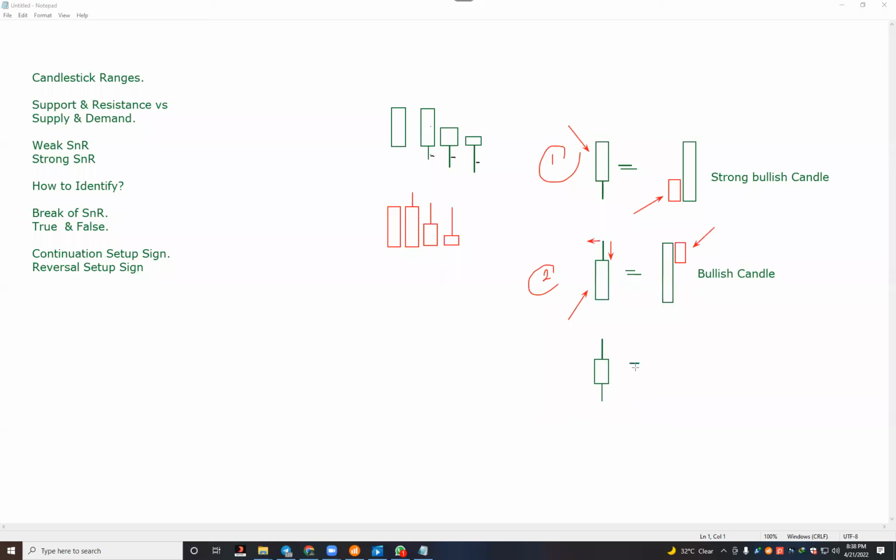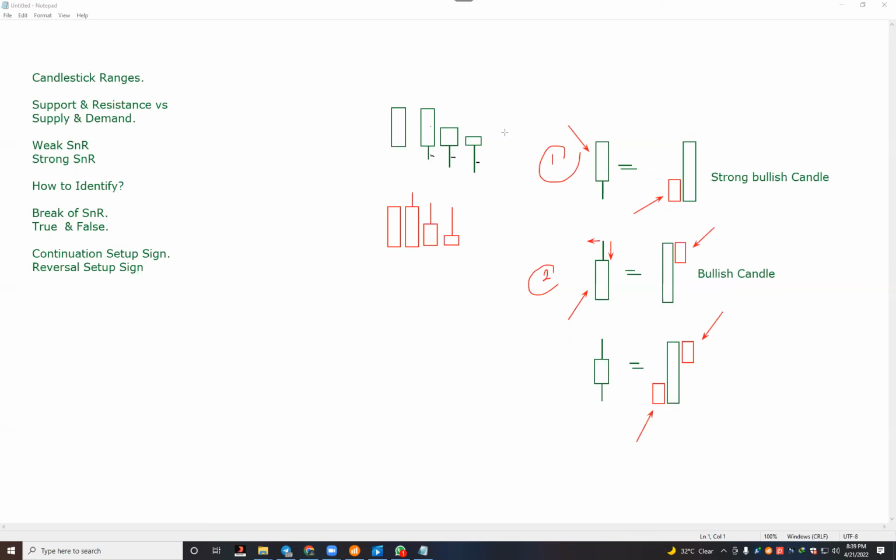Okay, so see now here. First, who entered? Sellers entered. Okay, and then who entered to make a new high? Buyers. Who will enter again? Sellers. Okay, can anyone tell me whether this seller and this seller are the same or different? They are different, sir. Yes, both sellers are different.